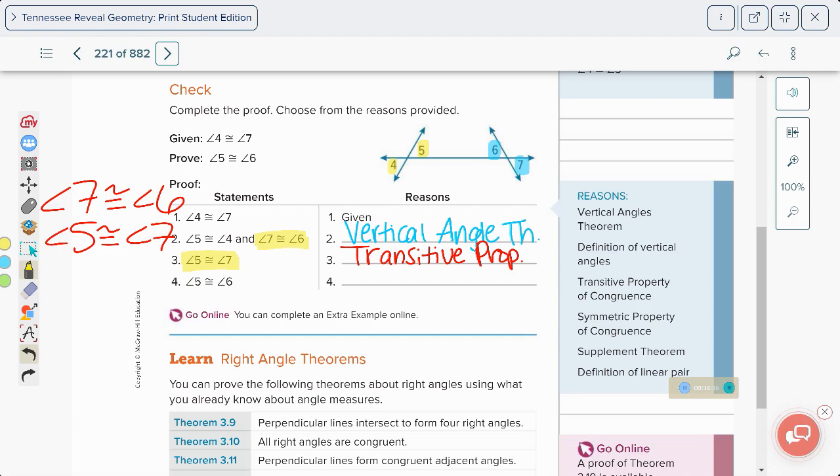Hopefully you guys are catching on to the trend here. Angle 6 is congruent to angle 7. Angle 5 is also congruent to angle 7. So for that reason, those two angles can be equal to each other. And that is just another example of the transitive property.